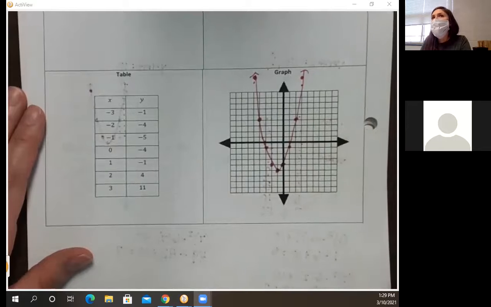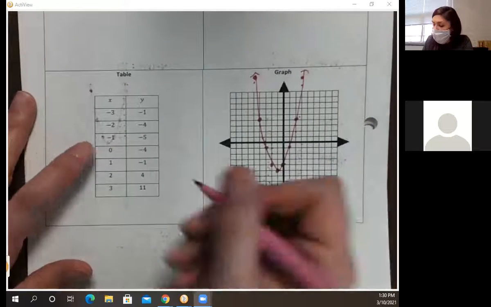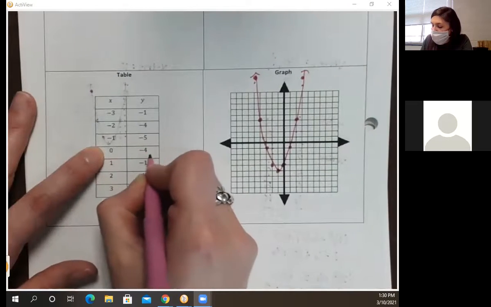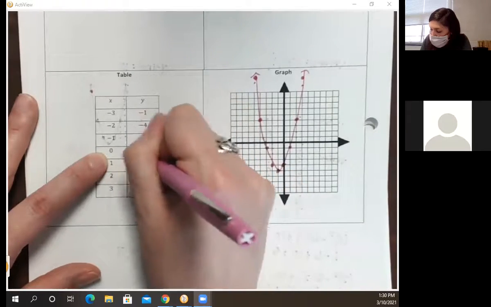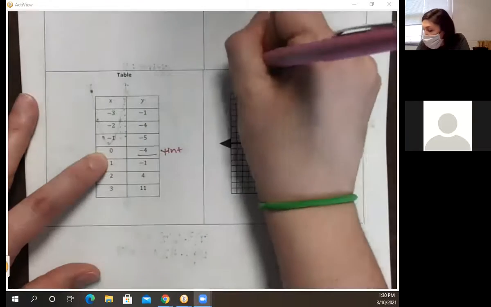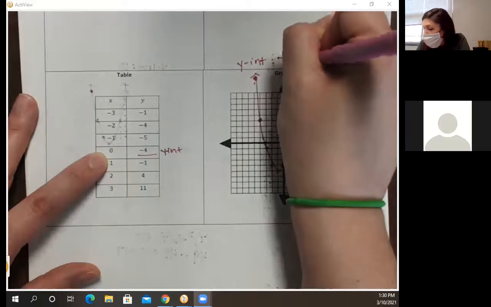But I want to talk about how we can identify those things from the table, because sometimes that can be tricky. So we talked yesterday, I believe it was, about how to find the y-intercept from a table. We know the y-intercept happens when x is 0. So right here is our y-intercept. Okay, there's my y-intercept. I'm just going to jot that down in my standard form box. My y-intercept is -4.